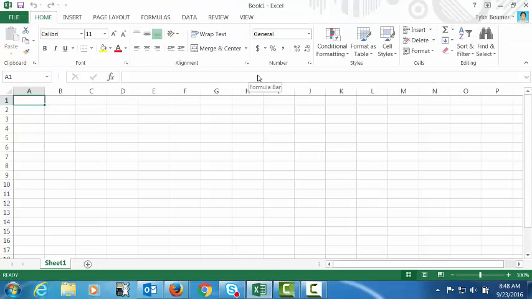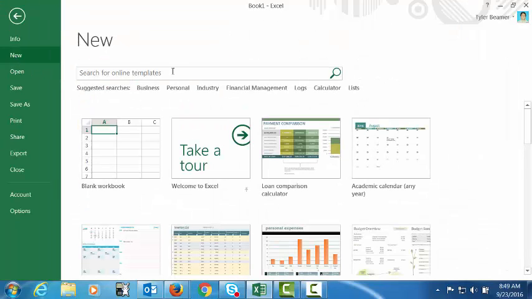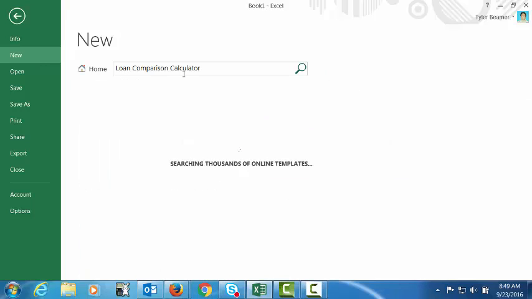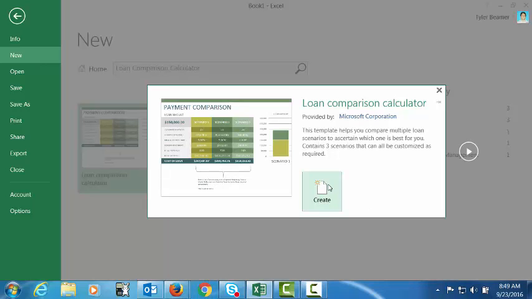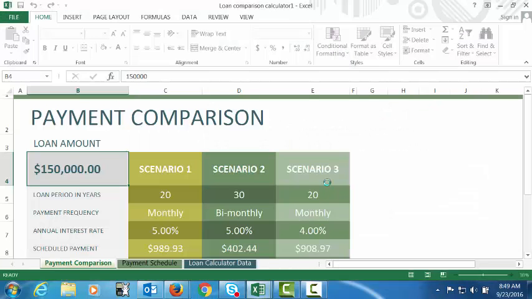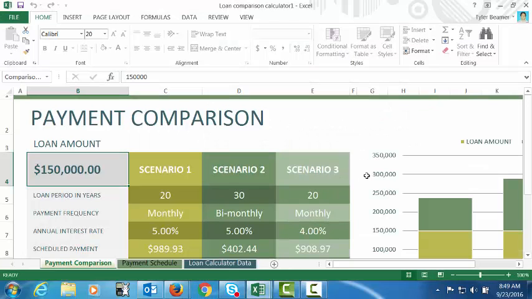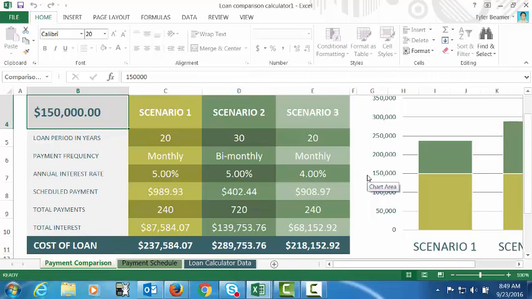So I've got a blank workbook here. I'm going to click on File, New, and search for Loan Comparison Calculator. And that is the name of the template, so it should be the first one that comes up. So click on it, click Create. Okay. And so this template allows you to compare 3 different loans at once, which is really great for a lot of the My Math Lab problems you're working on in this section.